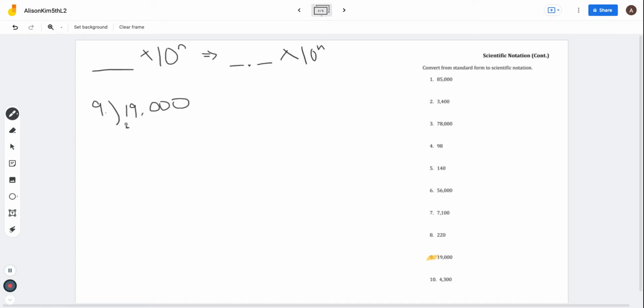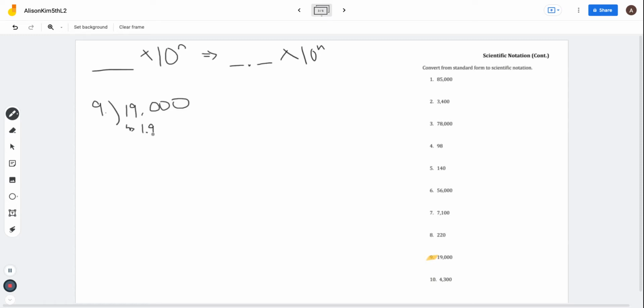So we're going to do number 9 together. It gives us 19,000. And I said that I need a number in front of the decimal point. So we're going to have 1 in front of the decimal point, and then we're going to bring down the 9. And you can choose to have the zeros after the 9, but it's better not to because it looks a little bit messy. Unless you have other numbers. But in this case, there are only zeros, so you don't need to put the 3 zeros after the 9.